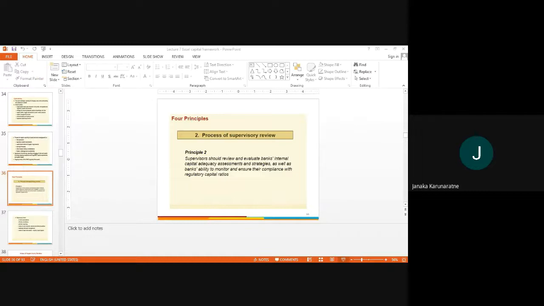So even the supervisors, the central bank, should not wait until the capital levels of a bank fall below the minimum level. While the bank's responsibility is to maintain sufficient buffers, it is the supervisors' responsibility as well to take remedial action whenever they see the bank's capital coming down, if the bank fails to bring in new capital or maintain or restore the capital at the right level.